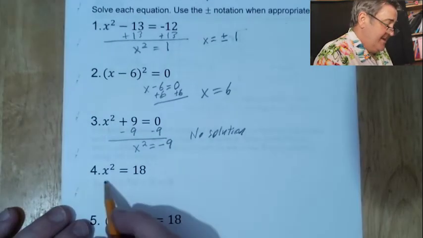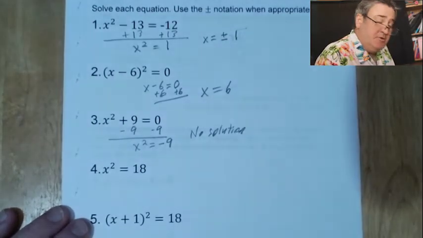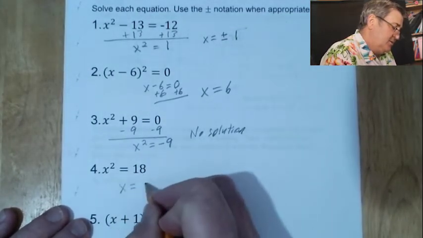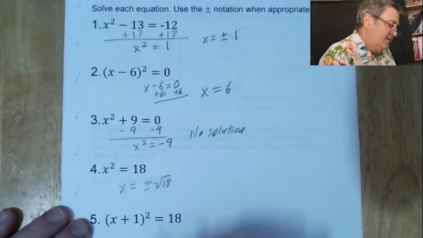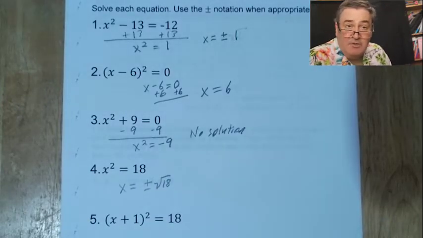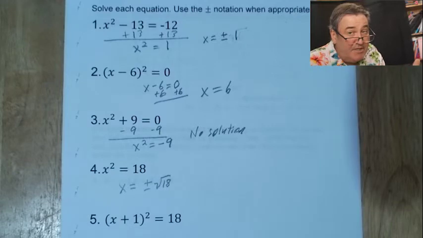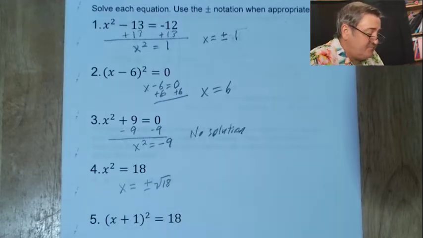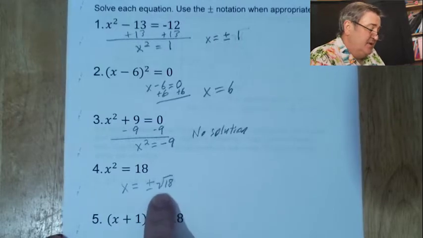So, x squared equals 18. Okay? So, all we do is take the square root. So, x equals plus or minus the square root of 18. That's not a whole number because 4 times 4 is 16. 5 times 5 is 25. So, it's somewhere between there. It's a 4 point something. That would be 18. So we'll write it like that. X is plus or minus square root of 18.